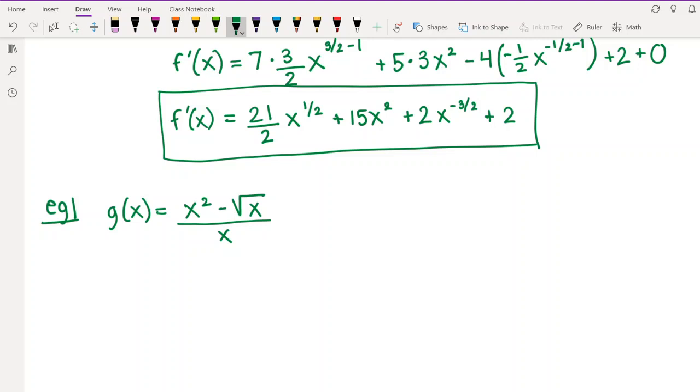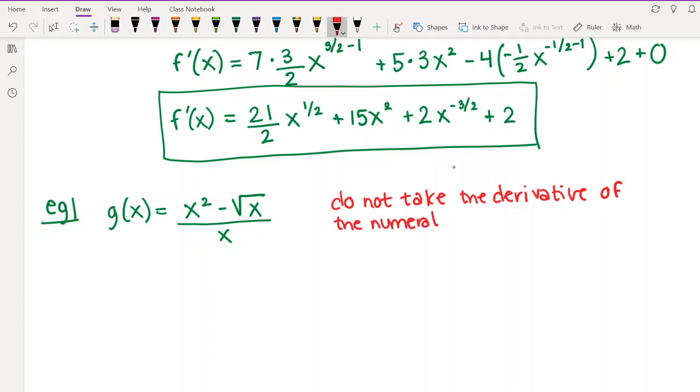So let's start with what you would not do for this one. It would not be correct to take the derivative of the numerator and denominator individually. That would give you a totally, completely wrong answer. And if you're curious why that does not work, just like if you try some examples, you'll see that it doesn't work.